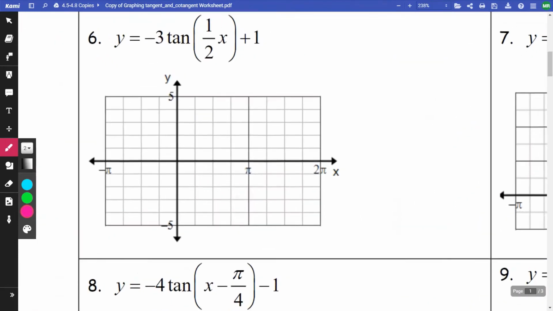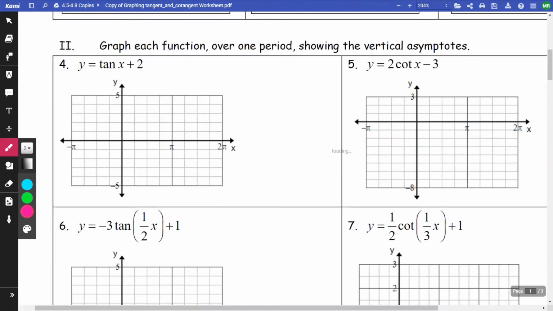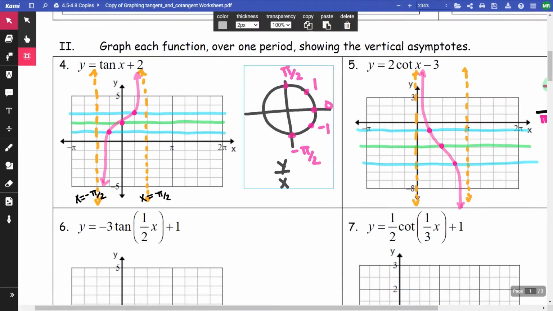For number 6, again, I'm focusing on this. I'm just going to copy this.